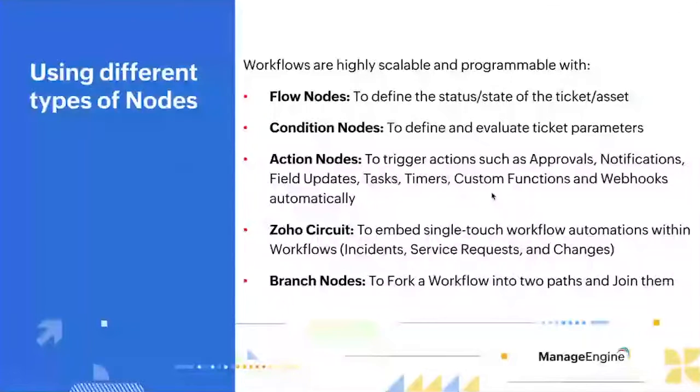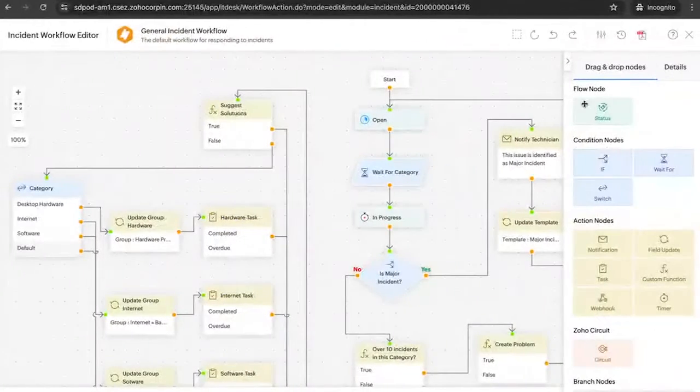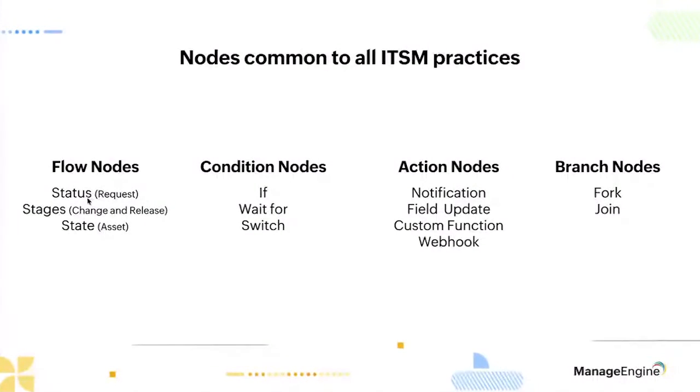So we have several workflow nodes which differ across various ITSM practices. Here are a few common nodes which are available in all ITSM practices. We have what is called flow nodes, which is the first one you see over here. It's going to be termed differently for different types of workflows you create. For the request workflow, the flow node will be called status. For change and release, we'll be calling it stages. And for the asset workflow, we'll be calling it states, right? And the condition nodes are common, the action nodes are common, and the branch nodes are common across all the ITSM practices and all of the workflows.